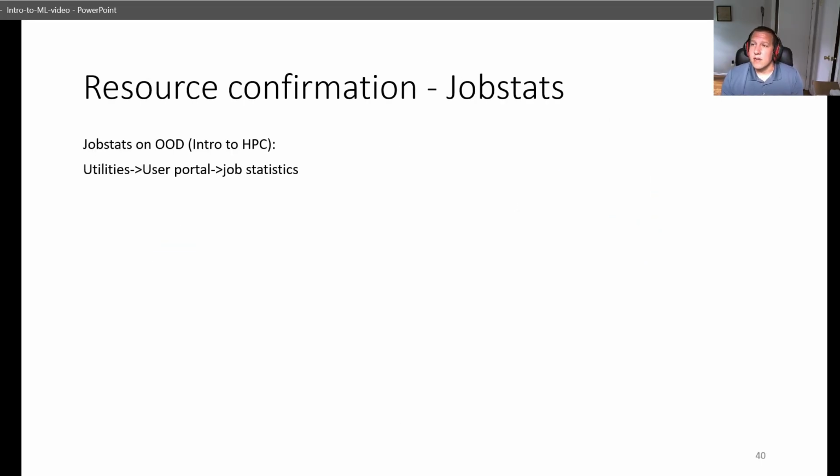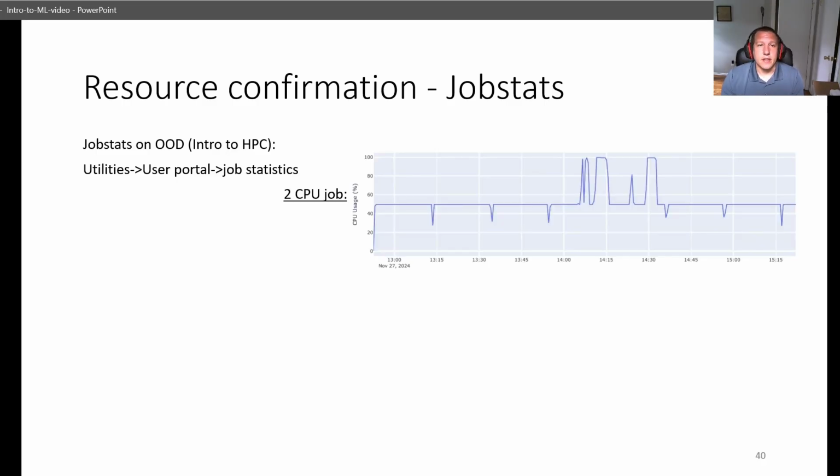Well, that is a tool that we provide called Job Stats. So you can see more on Job Stats on Intro to HPC, but to access it in Open On Demand, you click the Utilities menu on Open On Demand, click User Portal, and then Job Statistics. You can then enter a job ID to see the output, or you can enter it in a terminal by doing Job Stats, the job ID. If you use Open On Demand, you'll see graphs like these.